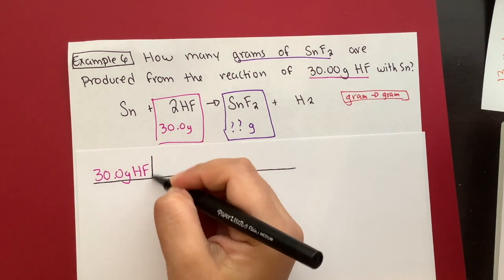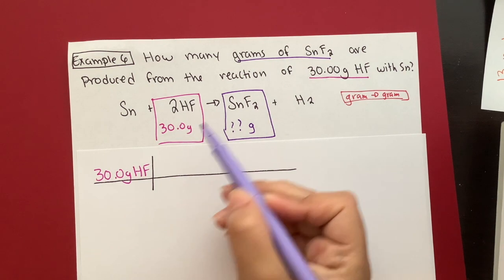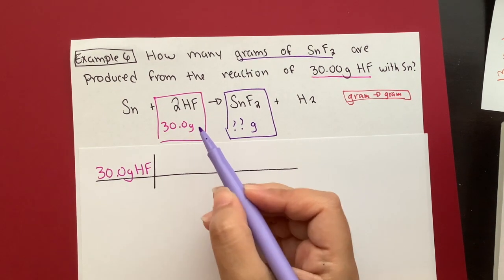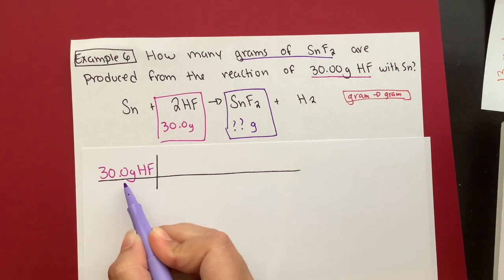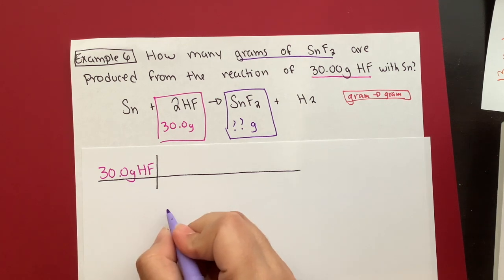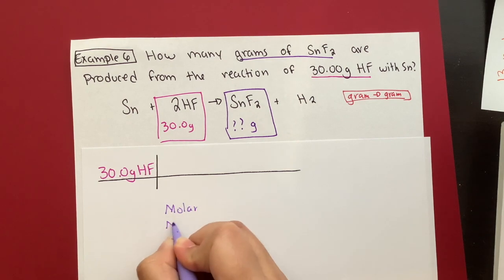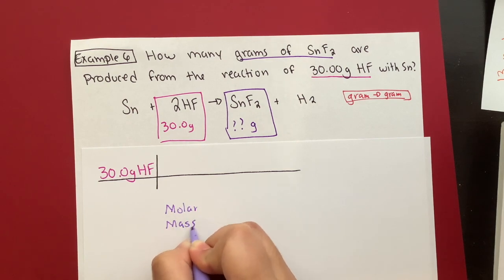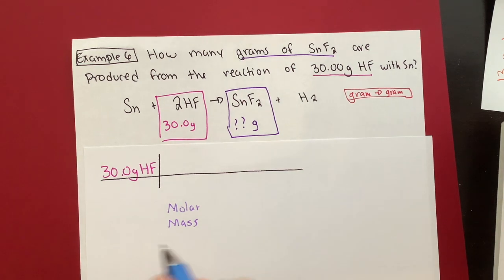My next step: remember, I'm always going to have to use a mole ratio, but right now I cannot use a mole ratio because I'm not in moles, I'm in grams. So I need to go from grams of HF to moles of HF, and the only way I can do that is by using the molar mass. So I'm going to find the molar mass of HF.